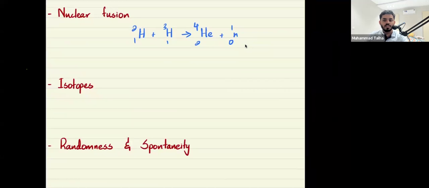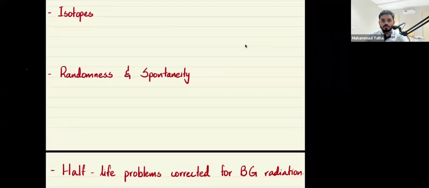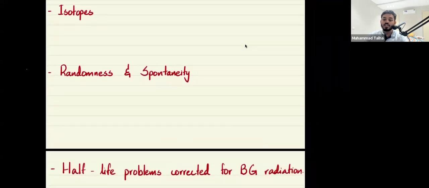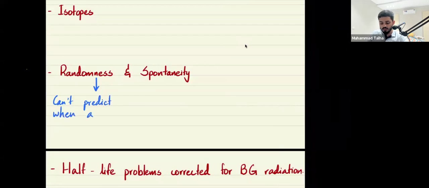Isotopes, this is pretty easy stuff, comes in almost every other session. So this can also be there. Randomness and spontaneity is also something I feel can come in. So you might be asked the meanings of each of these. Randomness means you cannot predict when a certain nucleus will decay. And spontaneity means this is not affected by external conditions.